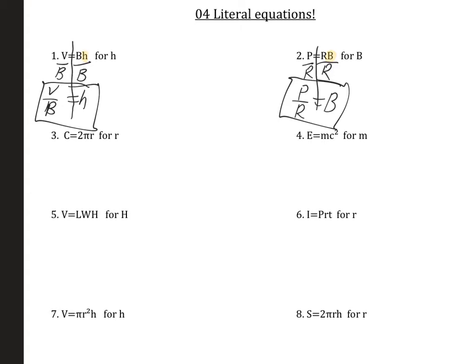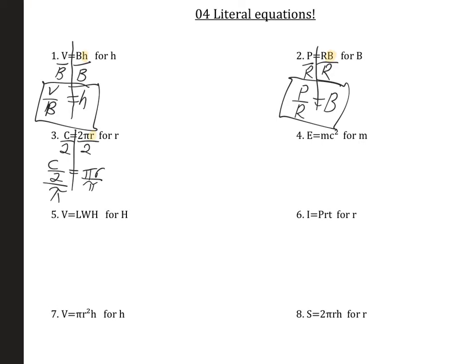For the next one, what piece am I looking for? I want to know R. So I'm going to search for R. Looking at this, we can divide both sides by 2. So let's divide by 2. I have C over 2 equals pi R. Now I want to divide both sides by pi.